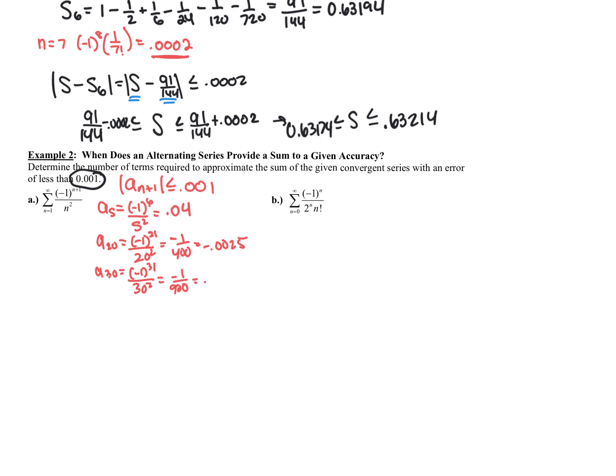And that's 0.00011. So we're almost less than 0.001. So let's try a 31. That'll be negative 1 to the 32 over 32 squared, or so 31 squared. And that will be 1 over 961.